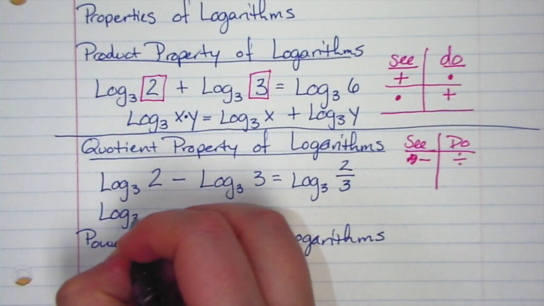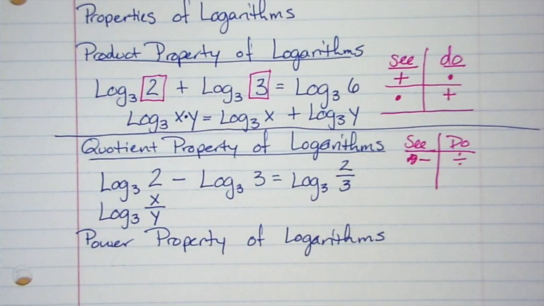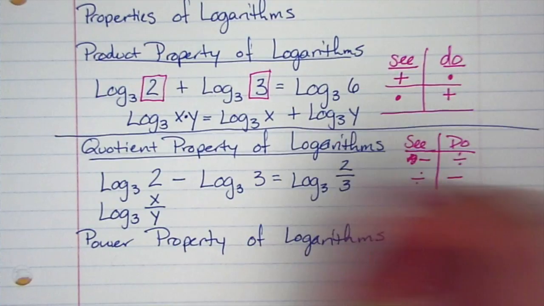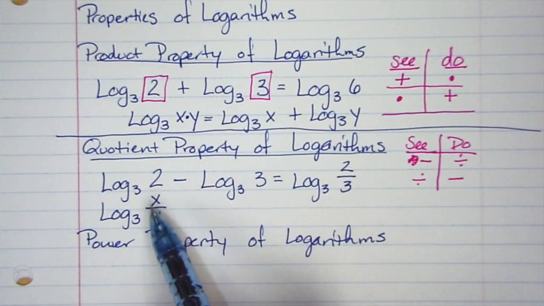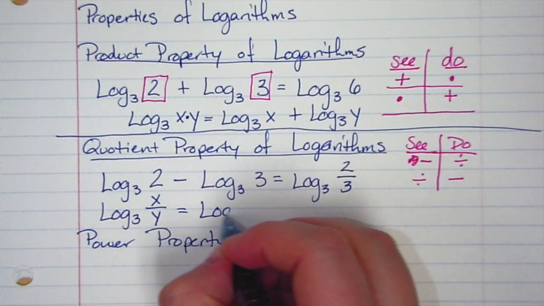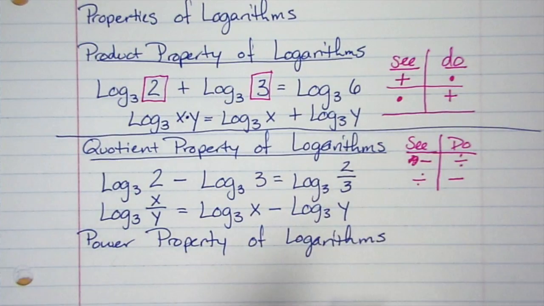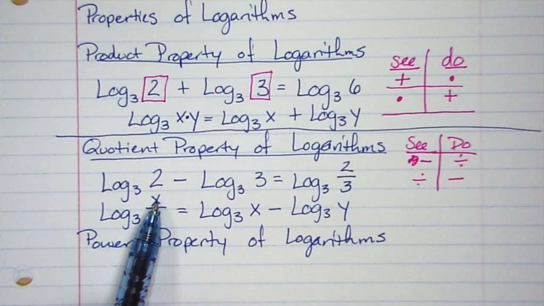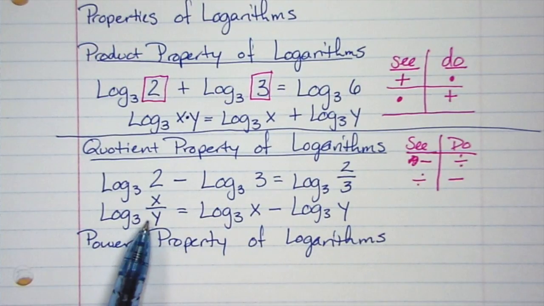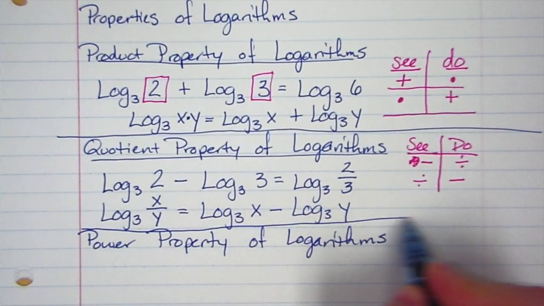If you see that two things are being divided, such as log base 3 of x over y, when you see division happening, we can expand that logarithm by using subtraction. So I could split this argument up into these two pieces by splitting into log 3 of x minus log 3 of y, being very careful to make sure that my numerator statement goes first and my denominator statement goes second. And that's how the quotient property of logarithms works.